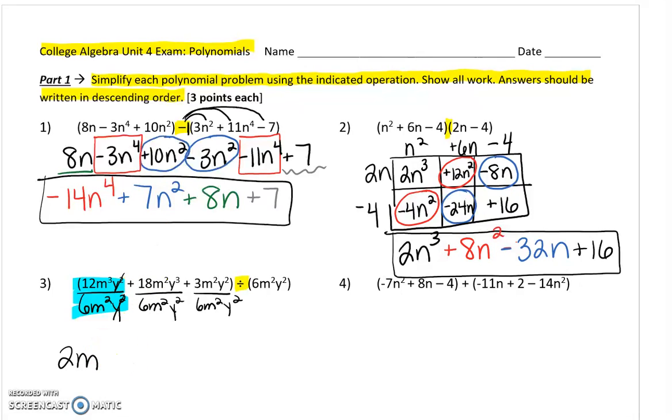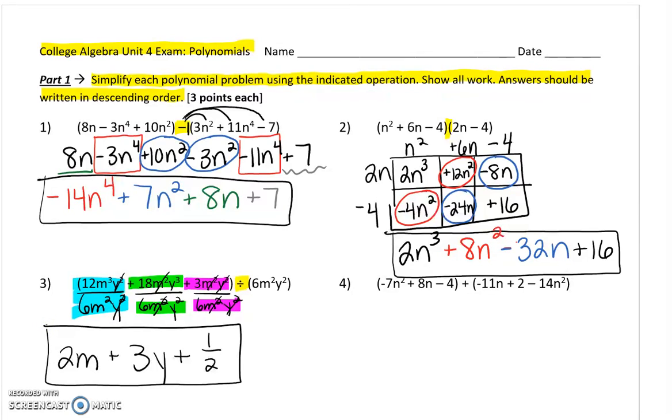Then we have a +18 divided by a +6. That's a +3. The m squareds divide out to give us 1, which doesn't need to get written. And then the y cubed divided by y squared is y. Finally, we have our +3 divided by +6. That's going to be a +1/2 or +0.5. And our m squareds and y squareds both divide out to give us a 1, which does not need to get written. So this is our answer for number 3.